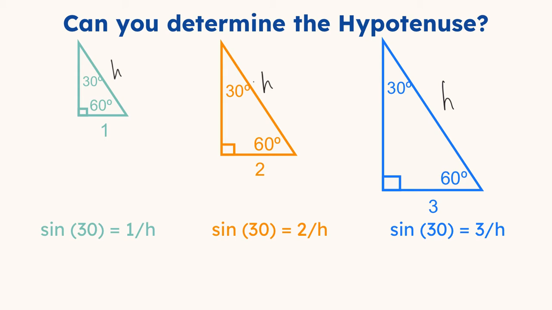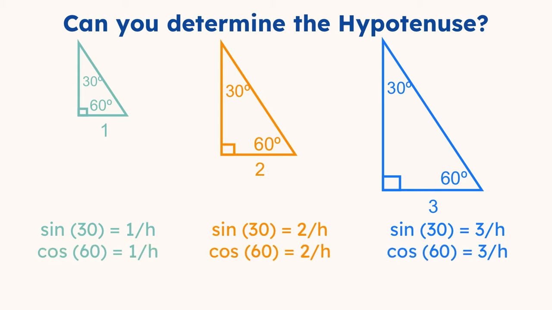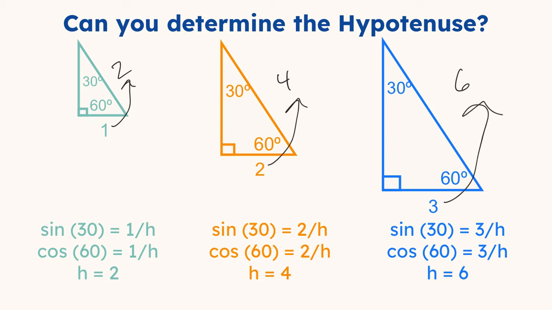Now, if I really wanted to, I could also use cosine. I would just be using 60 instead as my angle. No matter whether you use sine or cosine, you can calculate the hypotenuse and you get 2, 4, and 6. If we compare the leg and the hypotenuse, hopefully you'll notice a pattern: you're multiplying by 2. So 1 times 2 is 2, 2 times 2 is 4, and 3 times 2 gives you 6.